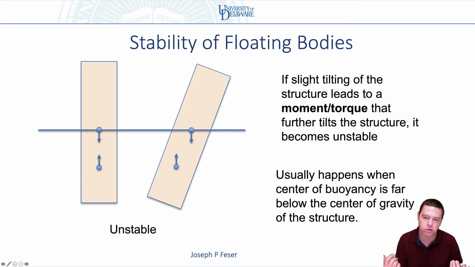And it's usually the result of having a center of buoyancy that's really far beneath the center of gravity in a structure. It's actually a little bit more complicated than that. That's not the only criterion. But basically, the thing that causes instability is if the center of buoyancy moves in such a way when you tilt the body that it creates a torque on the object that further destabilizes it. That's what causes things to tip over.